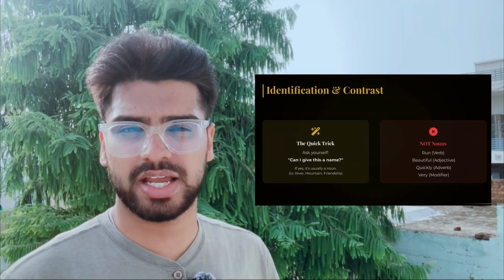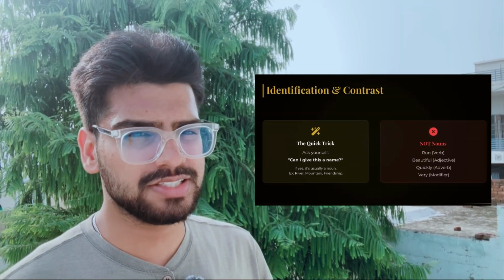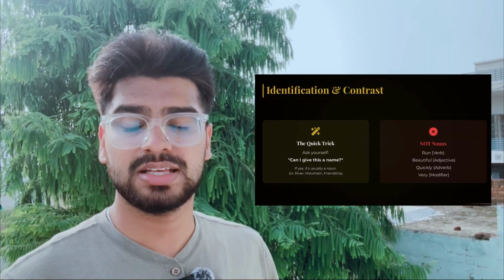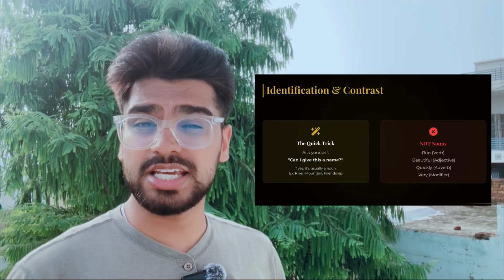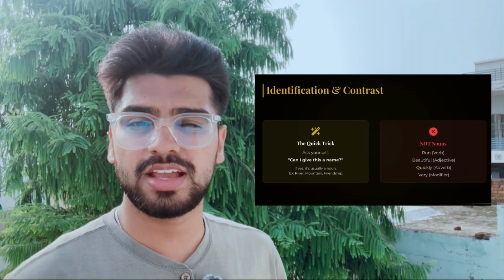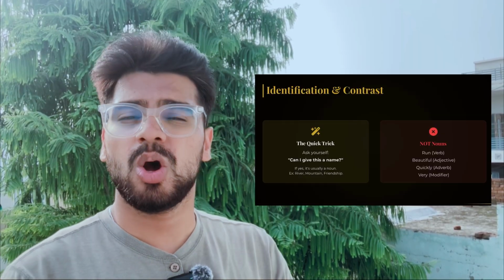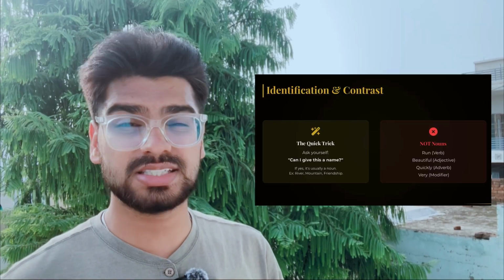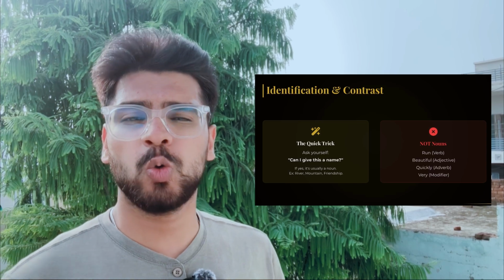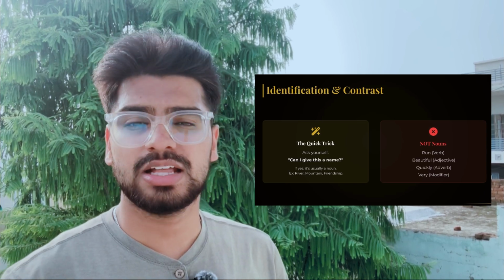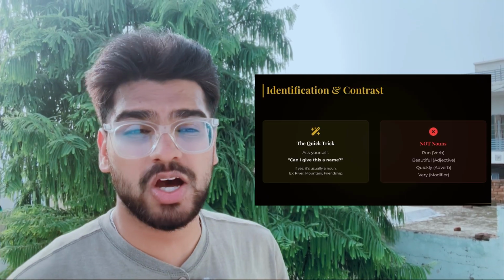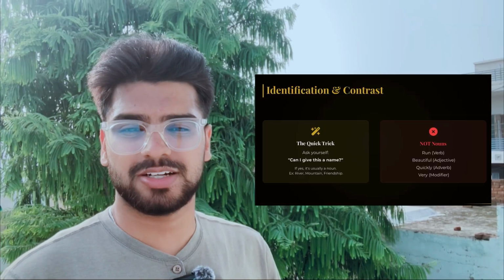Quick identification trick. Ask yourself, can I give this a name? If yes, it's usually a noun. For example, table, school, teacher, river, mountain. Repeat after me, okay? Happiness, friendship, all are nouns. Things that are not nouns: run, beautiful, quickly, sleep, jump, very. These belong to different parts of speech. We will learn those later.